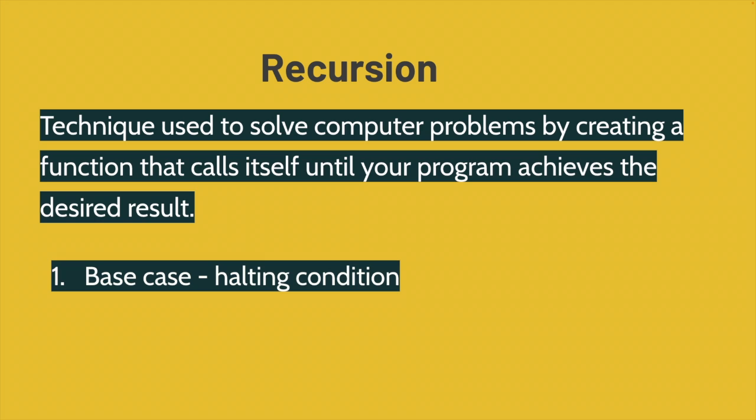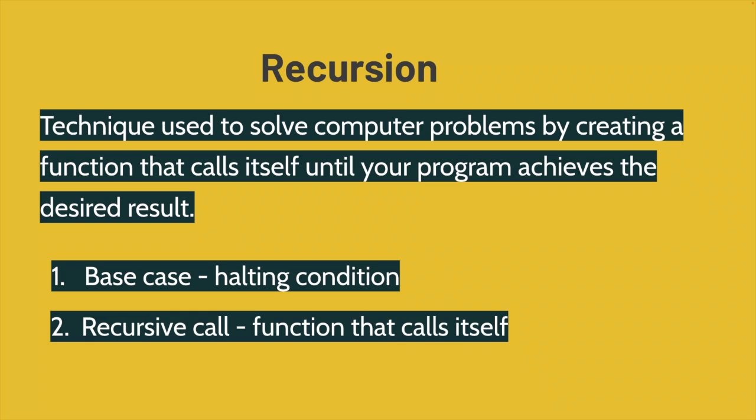Number 1, the base case. It is the halting case of a function. The base case is what stops a recursion from running forever. Every recursive function must have at least one base case. And in a nutshell, the base case is the solution to our subproblem, or our problem thus far.